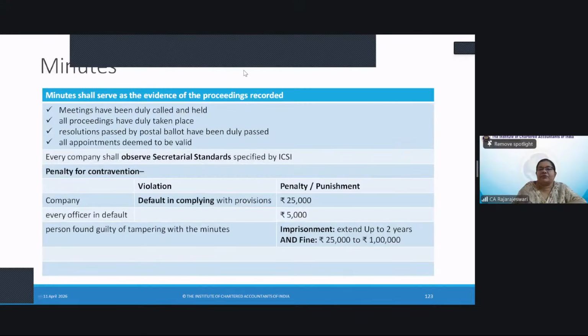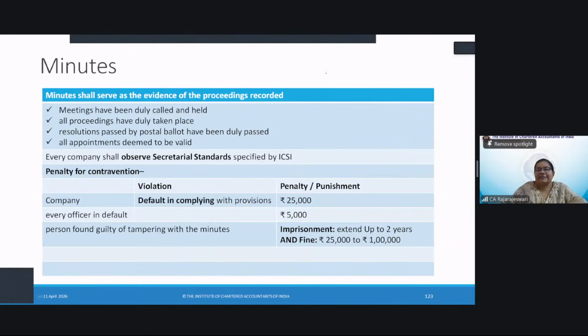Well, what is the evidence that it serves? What evidence does it serve? Once you write the minutes, it is a proof that the meeting was duly held. Duly is a very powerful word, I will say. Duly held. So the meeting was duly held. Duly means it complied with the provisions. Then the proceedings took place.